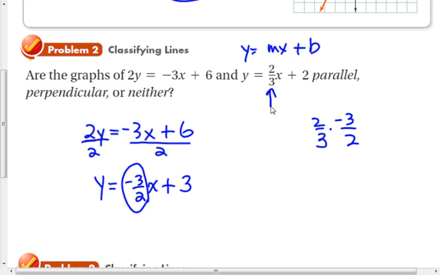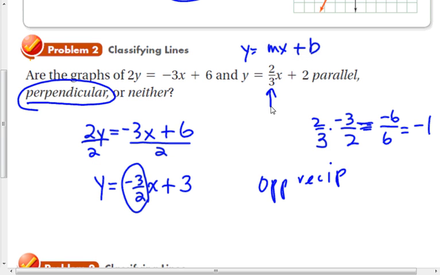And obviously they're not the same number, but are they opposite reciprocals? The way to check is just to multiply 2 times -3 is -6, 3 times 2 is 6. And when you divide that, you get -1. So yes, they are opposite reciprocals. So these lines are perpendicular. All right, you try that.